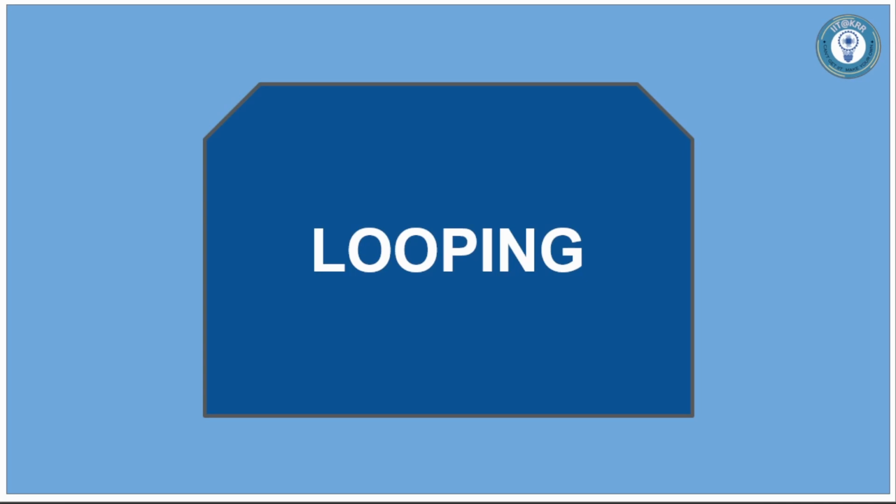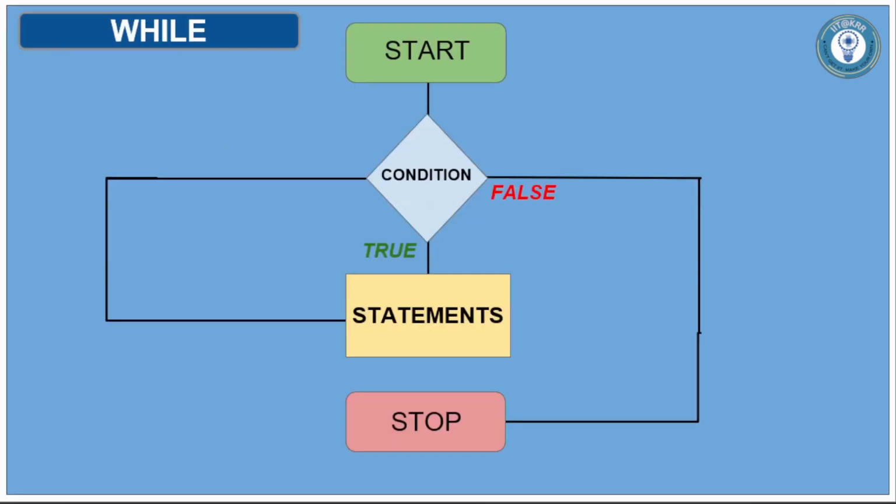Looping. It is used to run a block of code again and again until a condition gets failed. We have three types of looping statements: for, while, and do while. Let us see about for first.